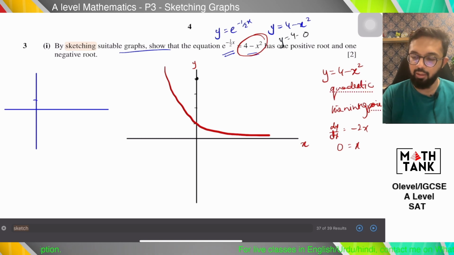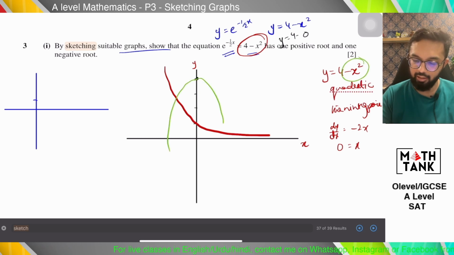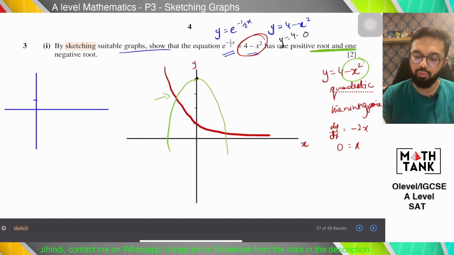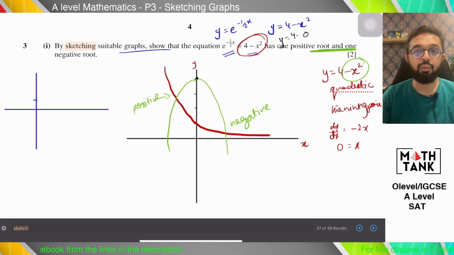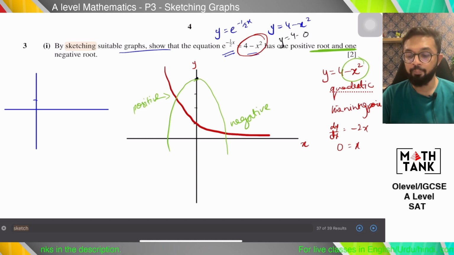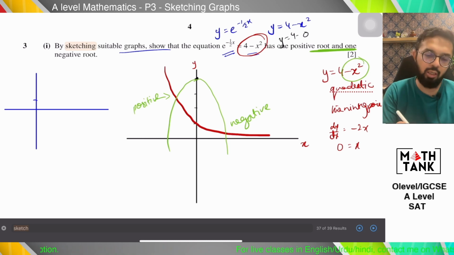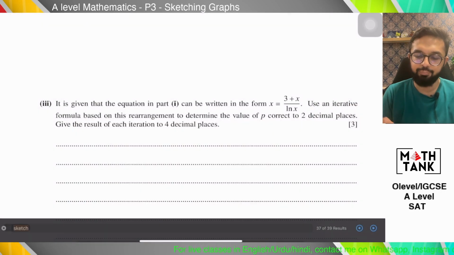What sort of a shape am I looking at? I'm looking at a sad face curve, so it's going to look like that and look like that. Okay, it has one positive root and one negative root, so that's the conclusion: positive root, negative root. So you can be asked to draw quadratic graphs, you can be asked to draw exponential graphs. We'll see more graphs as we go along the way.